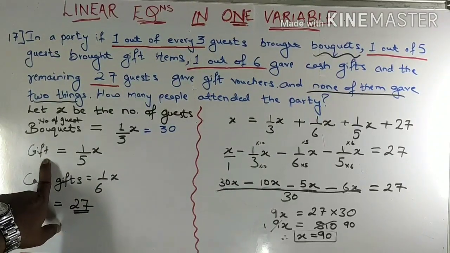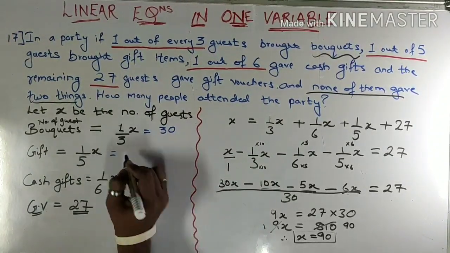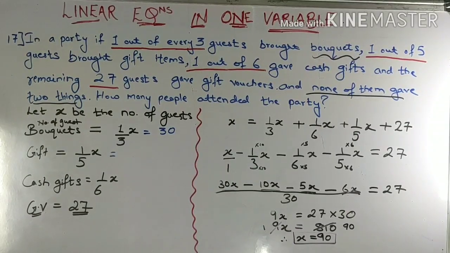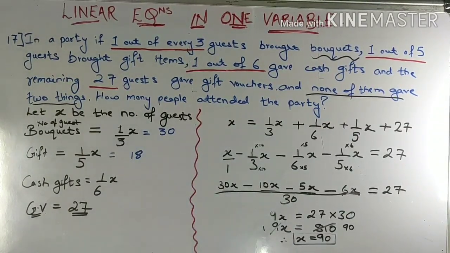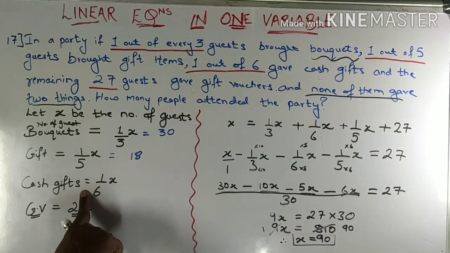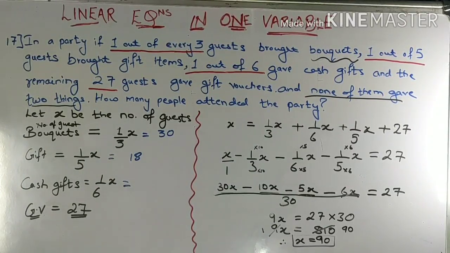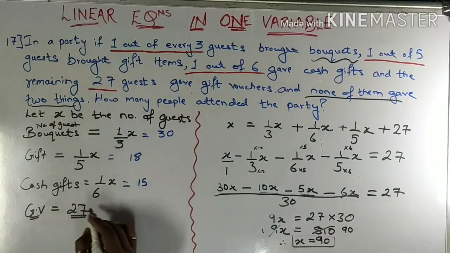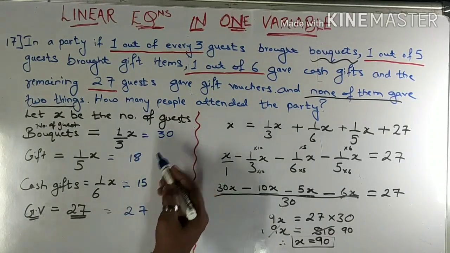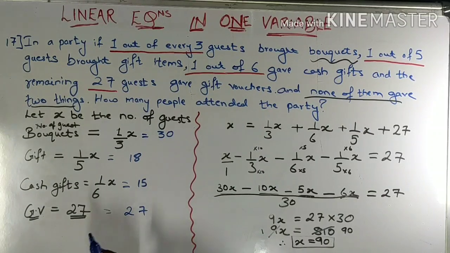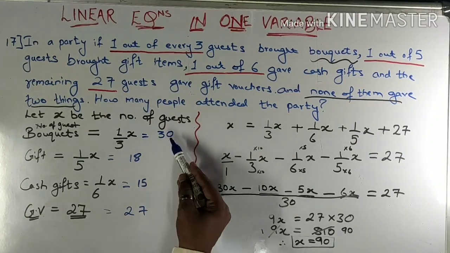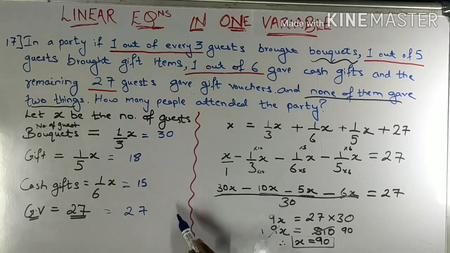Number of guests who gave gift items will be 1 by 5 of X, that is 1 by 5 of 90, that is 90 upon 5, which we have 18. Cash gifts, number of guests who gave cash gifts is 1 by 6 of X, that is 1 by 6 of 90, and that is nothing but 15. And this is already given, that is 27. So if you want to cross check whether the answer is correct, don't waste this time in your exam, but just for your understanding and self-satisfaction, just cross check by adding these numbers. This should give you total number as 90. So this is the solution of the 17th sum.